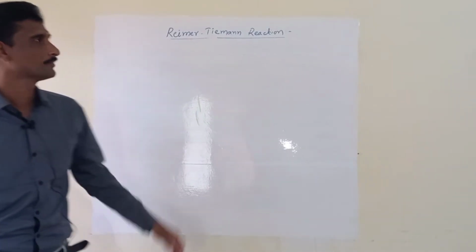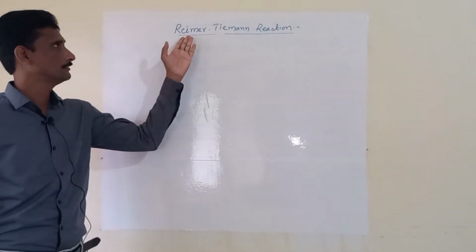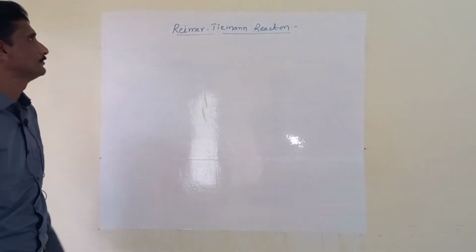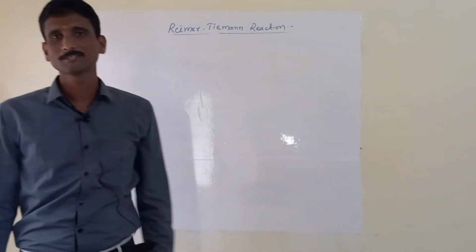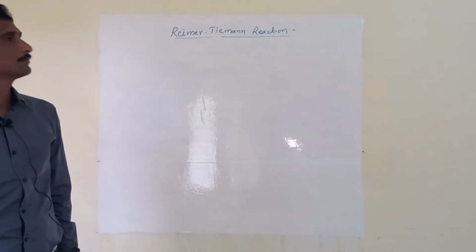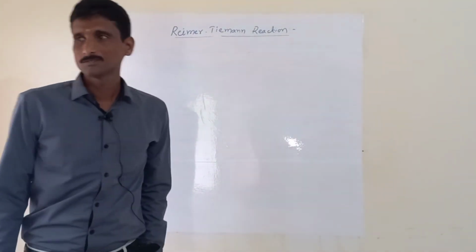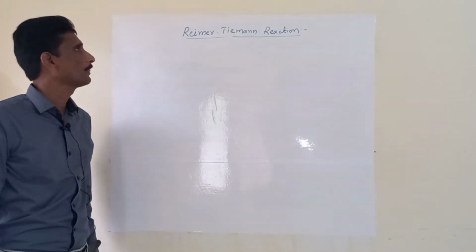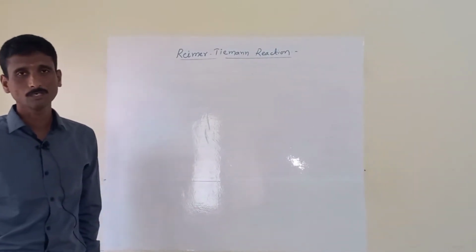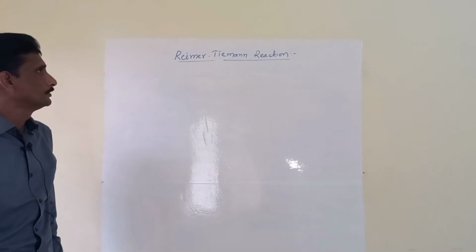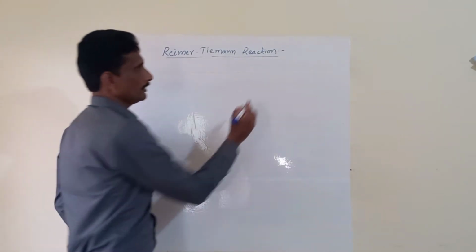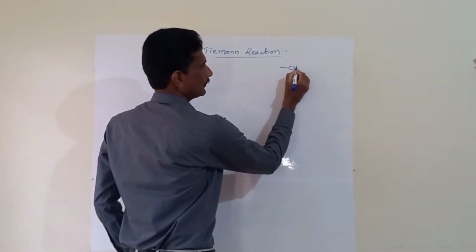Hi students. Phenol reactions, named reaction, Reimer-Tiemann reaction. Phenol reacts with chloroform in the presence of NaOH or KOH at 70 degrees centigrade to give ortho-salicylaldehyde. So it is also called the phenol formylation reaction. Formyl group means CHO group, the aldehyde group.